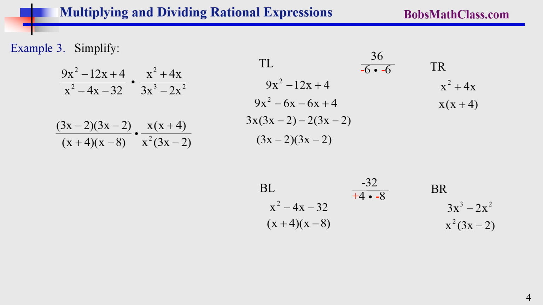And now we could cancel. What can you cancel? You could cancel out a 3x minus 2. You could cancel an x plus 4. An x plus 4 on top and an x plus 4 on the bottom. And then you have an x on top and an x squared on the bottom. So there's going to be one more x on the bottom. So the 3x minus 2's cancel, the x plus 4's. And then there's one more x on the bottom, so that's why it's x times x minus 8. You don't need to put the numerator in parentheses because there's nothing being multiplied by it. Again, that x that's there on top next to the x plus 4, that cancels with one of the x's on the bottom.